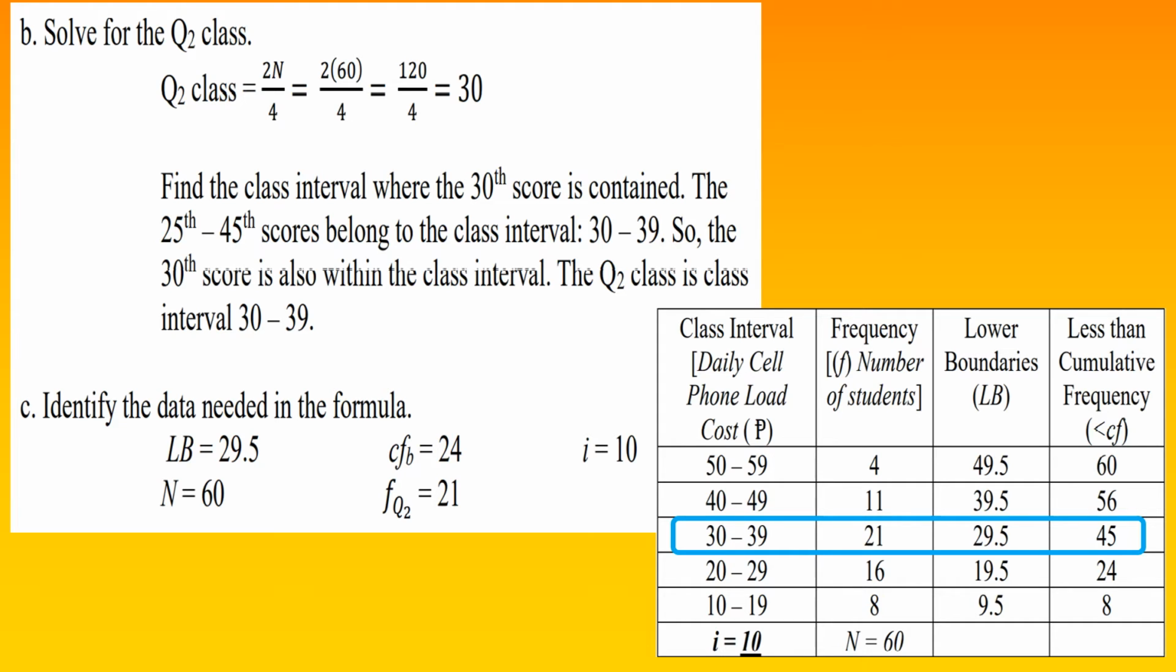Next is to identify the data needed in the formula. Lower boundary is equal to 29.5. N is equal to 60. CF sub B is equal to 24, which should be the cumulative frequency less than the Q sub 2 class. F sub Q sub 2 is equal to 21. So the frequency is 21 in the Q sub 2 class. I is equal to 10 for the interval.